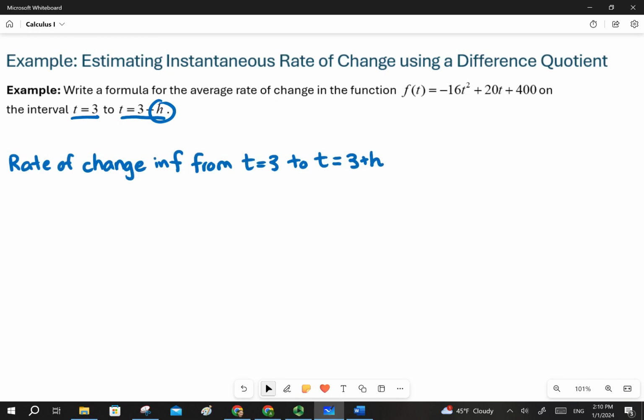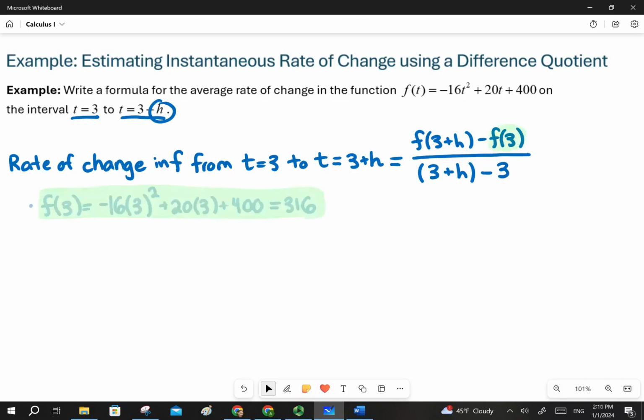The rate of change in f from t equals 3 to t equals 3 plus h is the ratio f of 3 plus h minus f of 3 over 3 plus h minus 3. We've already calculated f of 3 by just plugging in 3 for t. F of 3 equals negative 16 times 3 squared plus 20 times 3 plus 400, which equals 316. Evaluating f of 3 plus h is more complicated because we won't be getting just a number. We'll get an entire expression.